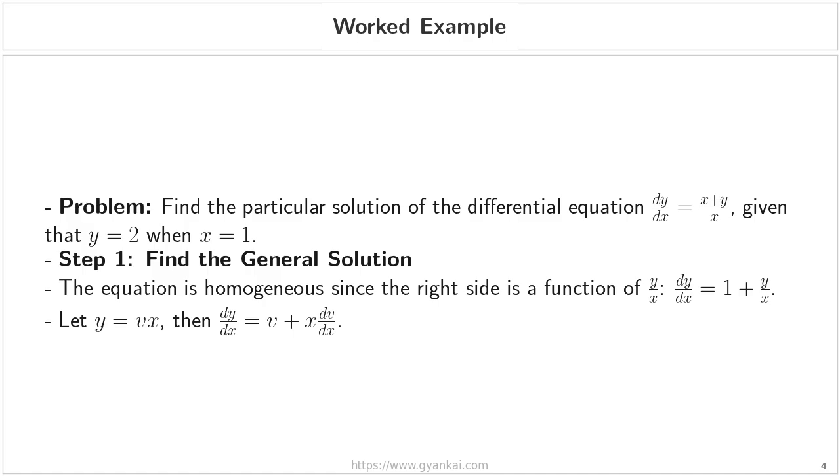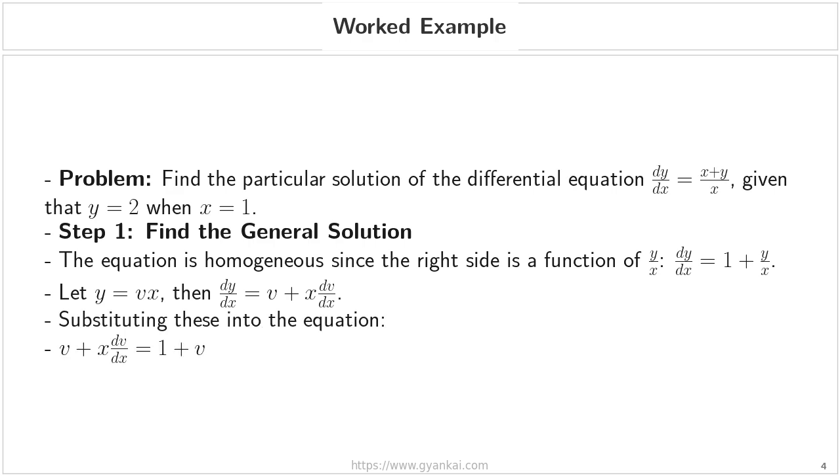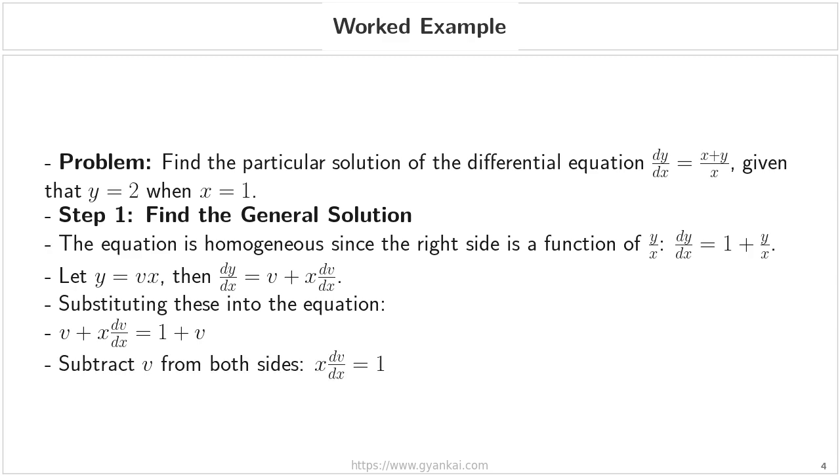If we differentiate this with respect to x, we get dy by dx equals v plus x times dv by dx. Next, we substitute these expressions back into our original equation. This gives us v plus x times dv by dx equals 1 plus v. Now, let's simplify. If we subtract v from both sides of the equation, the v terms cancel out, leaving us with just x times dv by dx equals 1.